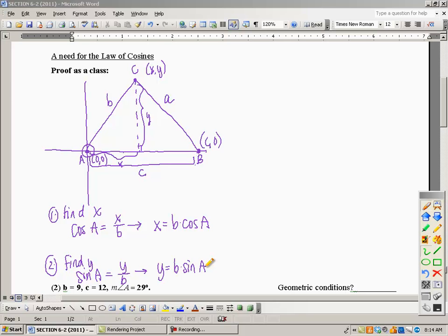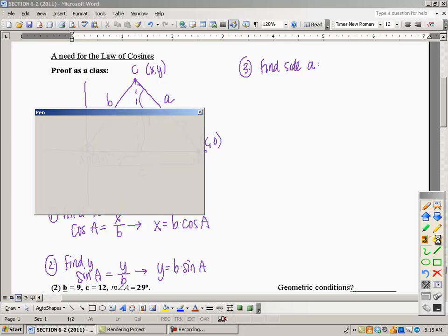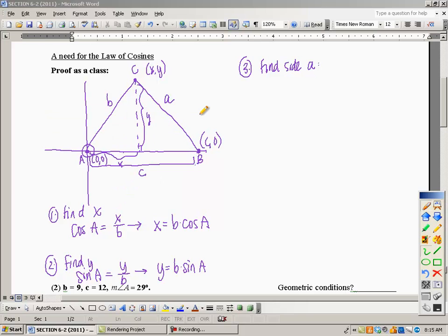Okay, so third thing we're going to do, because I now related to angle A, I'm going to go to side A. So I'm going to find side A. In order to do that, I'm going to use Pythagorean theorem. And let me change colors a second so I can show you what I'm working on. I'm going to use Pythagorean theorem to find this triangle because that gives me the length of side A.